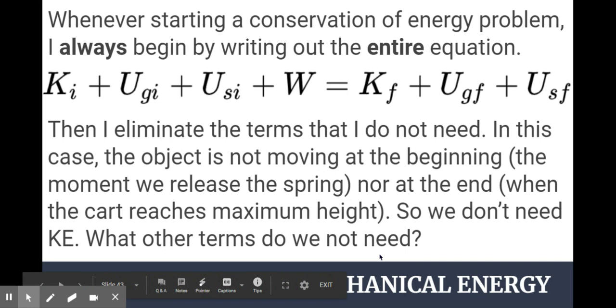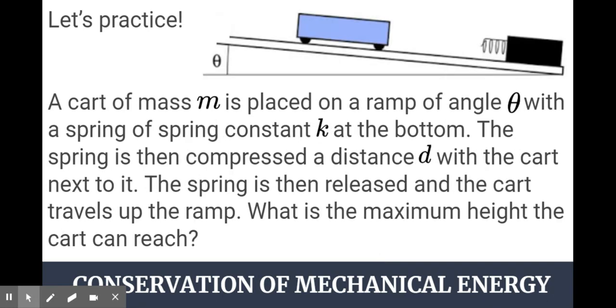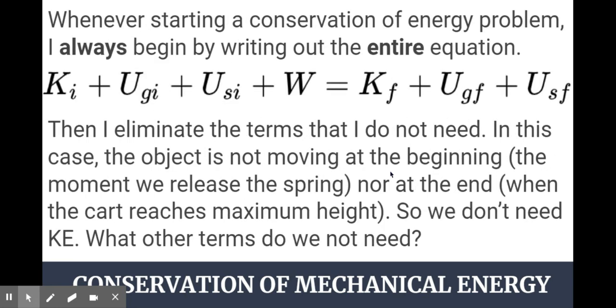Well, we haven't really established a zero line, so let's pick one. Let's find something that works. I am going to set my zero line to be right along even with the cart. That way, the cart's initial height is 0. If the cart's initial height is 0, then there's no initial gravitational energy. And this is a closed system. There's no external forces, so we've got no work being done.